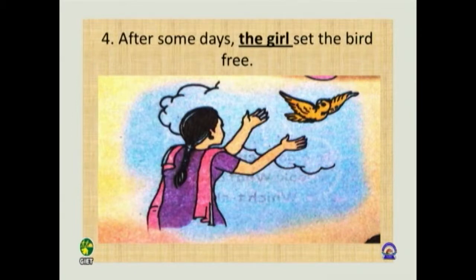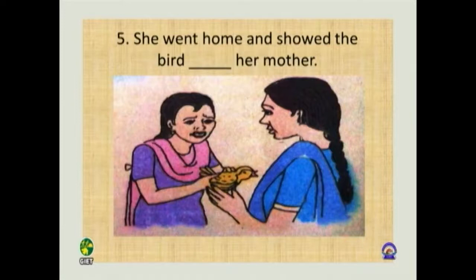Let's read the next blank. She went home and showed the bird blank her mother. Friends, to whom did she show the wounded bird? Yes, to her mother. So the answer is to. Write down the answer in the blank.